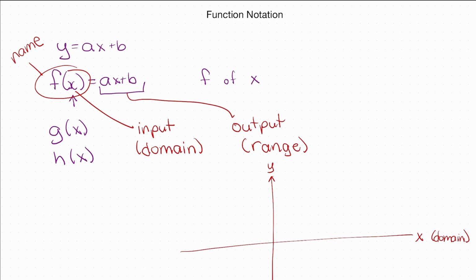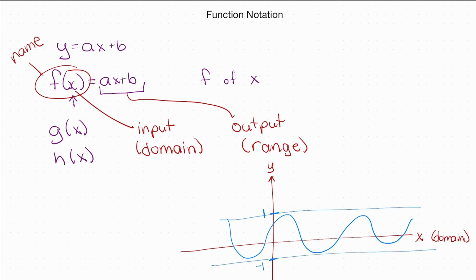So if we have a function, something like this, and the maximum value of it is 1, and the minimum value is -1, and it never goes outside of those lines, that means that your range would be from -1 to 1.